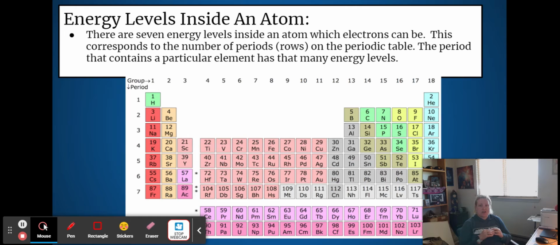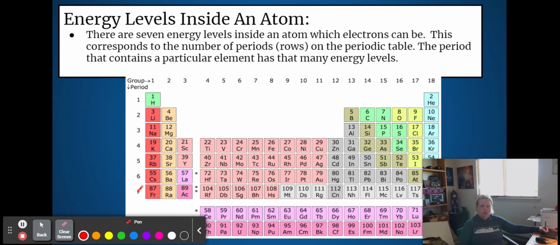So there are a total of 7 energy levels where electrons can live inside of an atom. And ironically enough, if you take a look, you will notice that there are 7 rows or periods of your periodic table. So anything in period 1 has 1 energy level. So hydrogen and helium are the elements that will only have 1 energy level. In contrast, if I look down at cesium, number 55, it's going to have 6 energy levels. And we're going to explain what an energy level actually means in a moment.